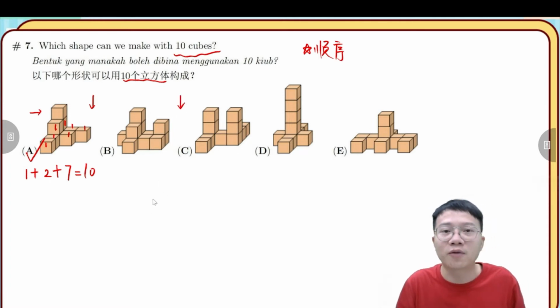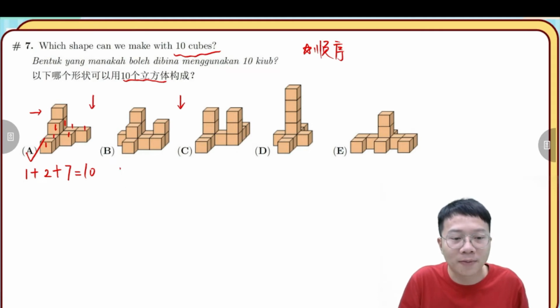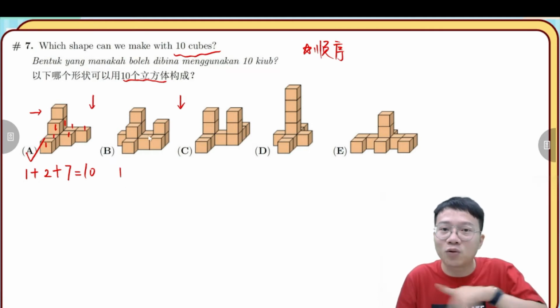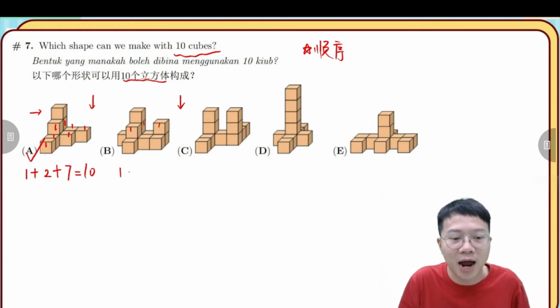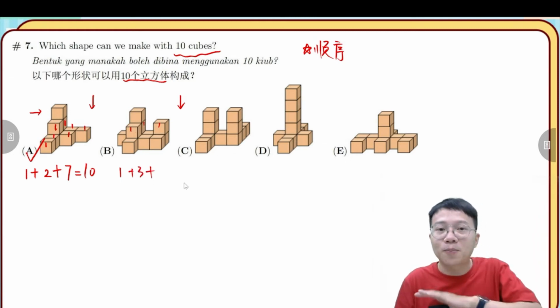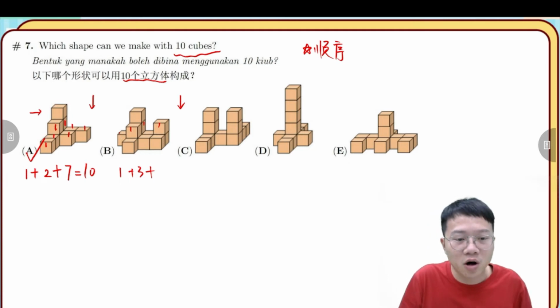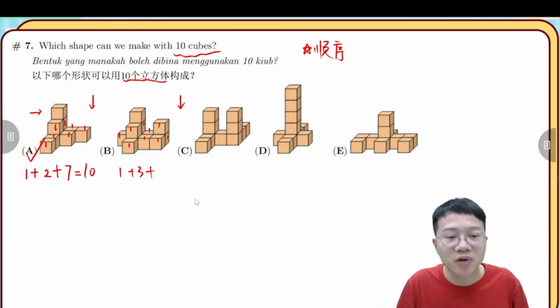So we start from the top. Here we have 1, and then the second layer we have 1, 2, 3, right? Okay. What about the bottom one? Are there 1, 2, 3, 4, 5, 6? Are there only 6? Not really, right?